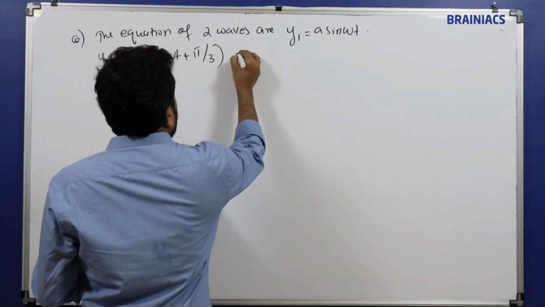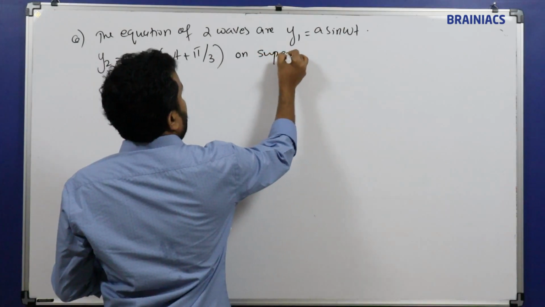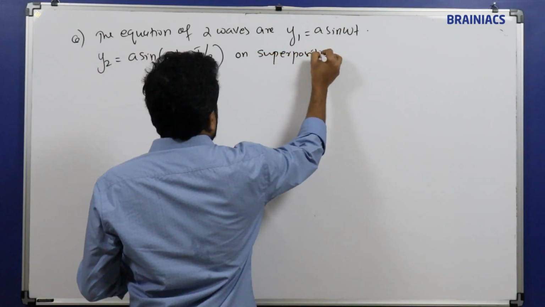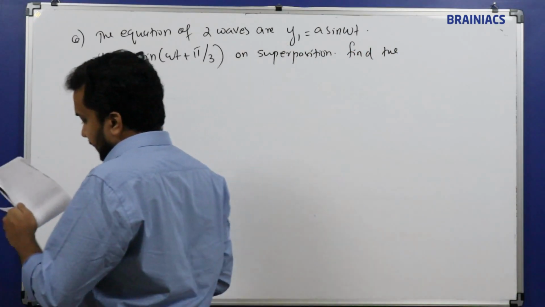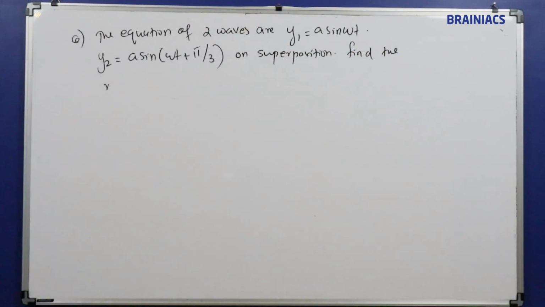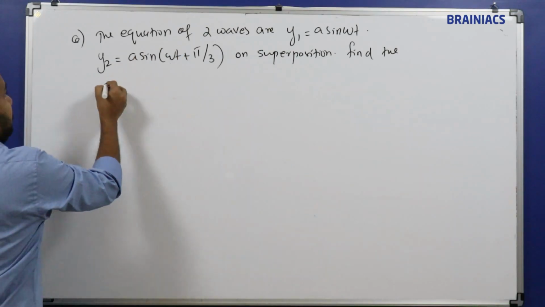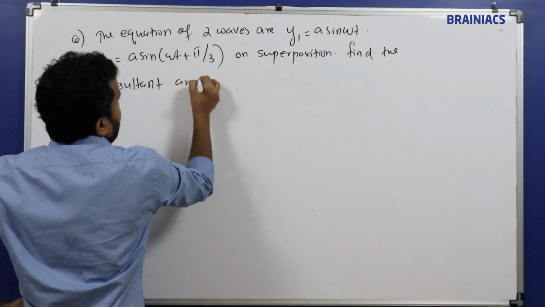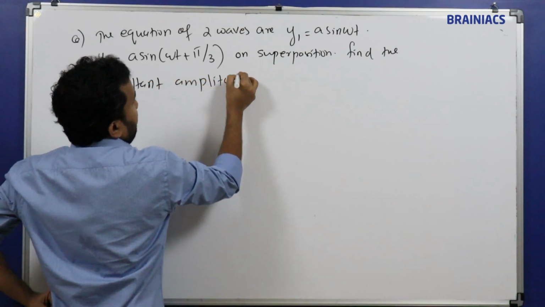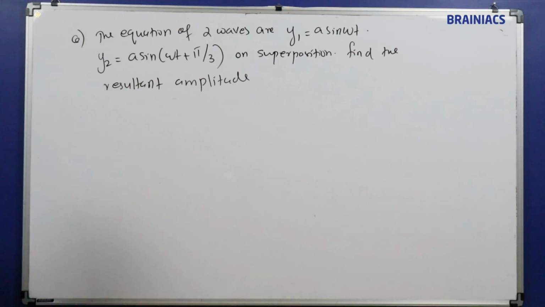On superposition. Both of them go into superposition. Find the resultant amplitude. Now I'll take my notes there. We have to find the resultant amplitude. Okay, so let's answer this part.